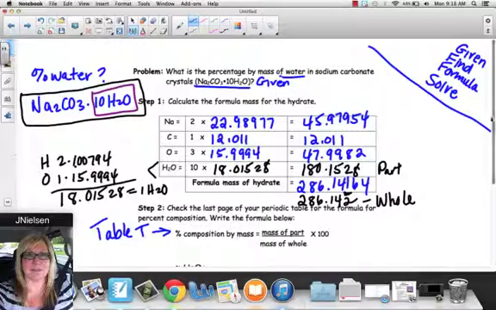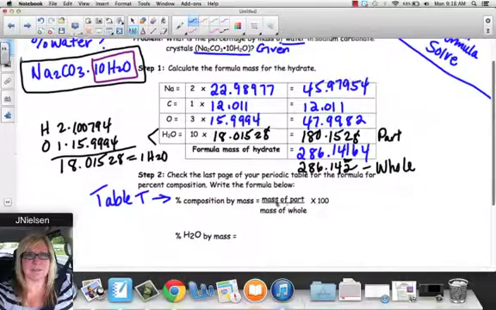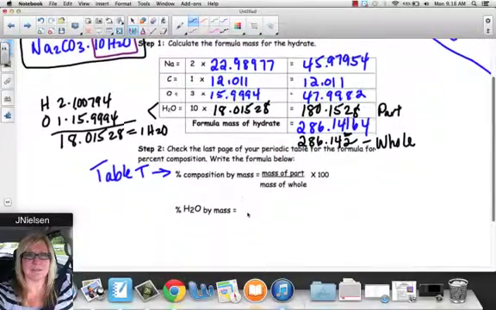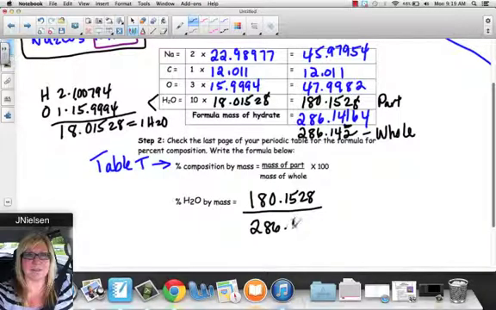Now I can take that and use it in the formula. So my mass of my part is going to be 180.1528 over the mass of my whole, 286.142 times 100. So numerator divided by denominator times 100.